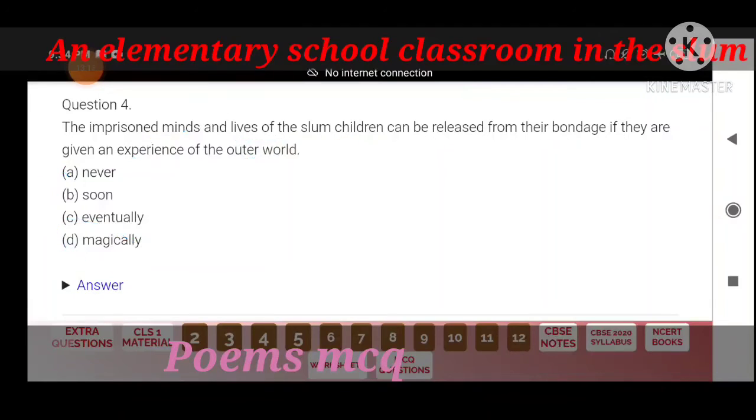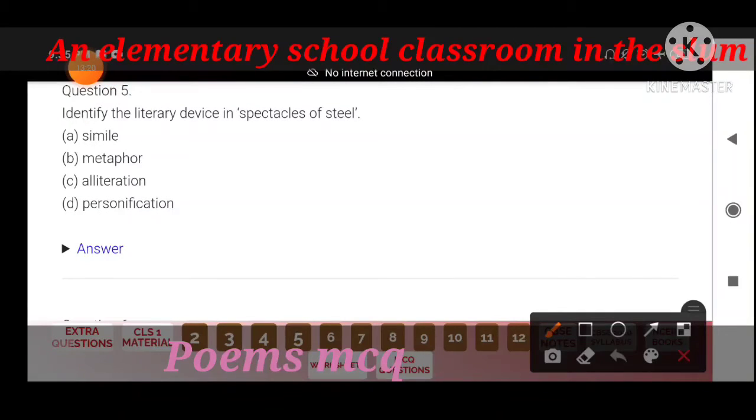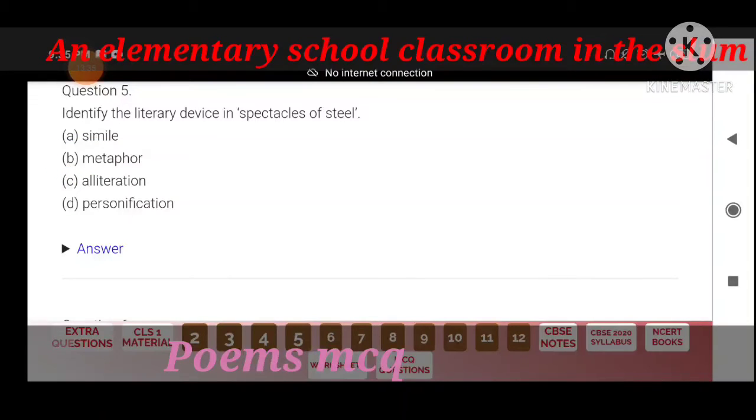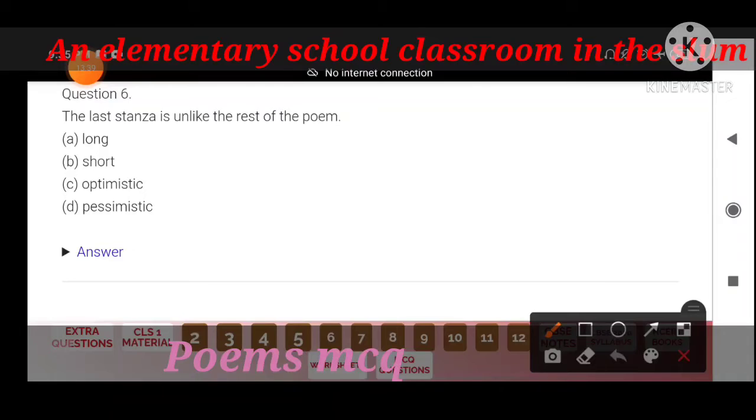Next one, identify the literary device in "spectacles of steel". Here we have options like simile, metaphor, alliteration, personification. So the answer is metaphor. Here also it is an indirect comparison. The last stanza is unlike the rest of the poem: long, short, optimistic, or pessimistic. So the answer is the last stanza is optimistic.